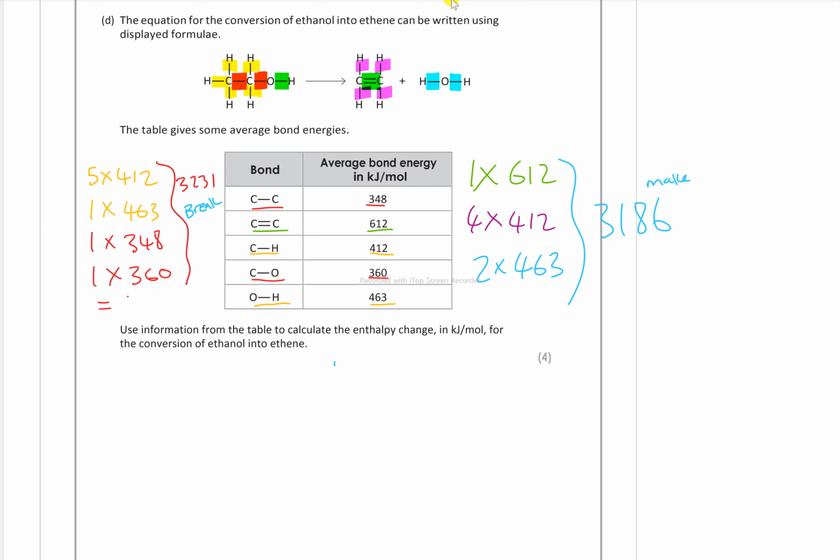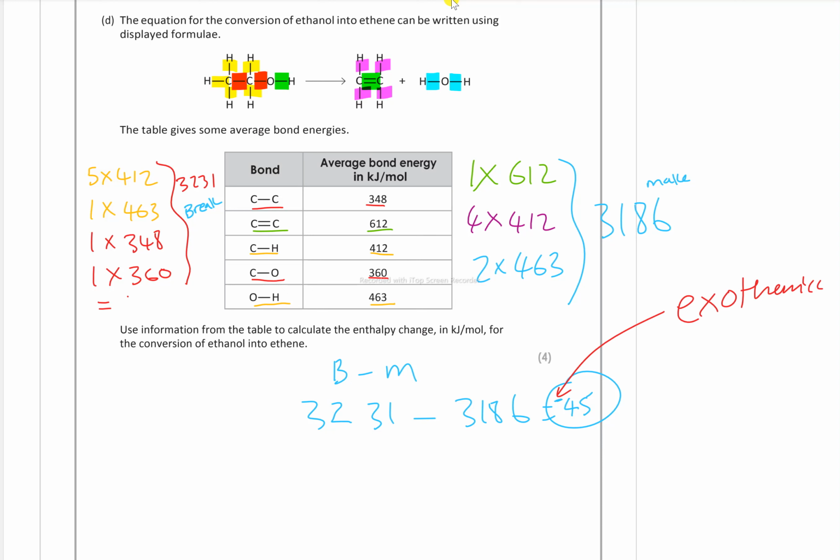So what did we say in alphabetical order? Break minus make is 3231 minus 3186, and you get 45, and it's a negative, it's a minus 45. Okay, what does the minus indicate to you? This negative answer? It's what? Exothermic.